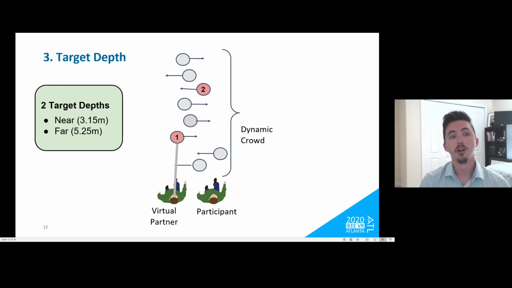For a third independent variable, we have the target depth. I mentioned before there's 8 people in our dynamic crowd, but there are only 2 positions at which our target person can be chosen. Those are either at a near position of 3.15 meters or a far position of 5.25 meters. The appearance of our virtual humans is shuffled every condition, so that people are randomly assigned a different order. However, out of this order, the only 2 positions for our targets are going to be these 2 positions as shown in the figure.